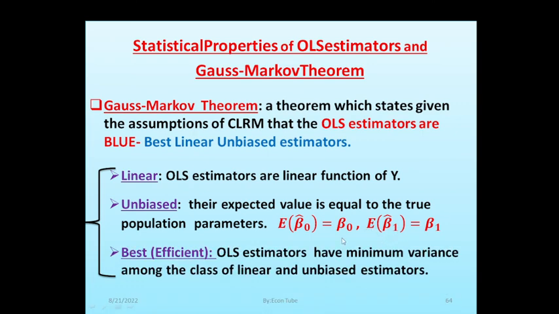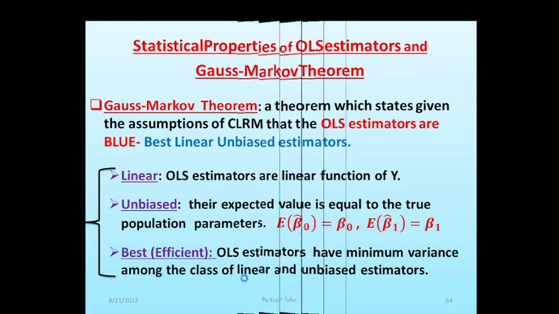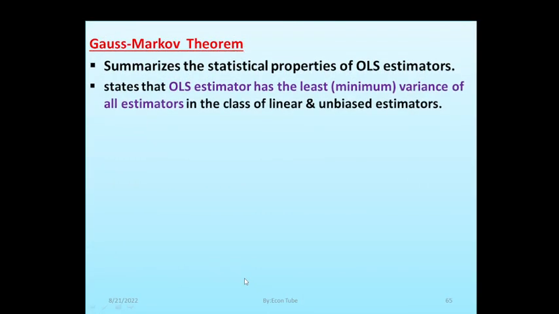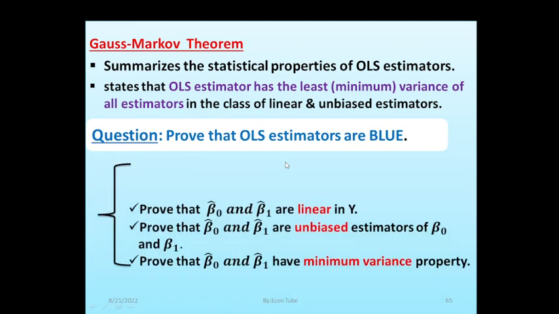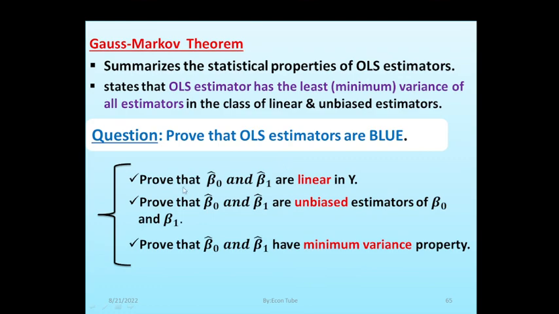Best, or efficient, means OLS estimators have minimum variance among the class of linear and unbiased estimators. So the summary of the statistical properties of OLS estimators, which is justified by the Gauss-Markov theorem, is that the OLS estimator has the least variance in the class of linear and unbiased estimators. If you have time, try this question, prove OLS estimators are BLUE, otherwise you can carry it on later. We will try to prove this next.